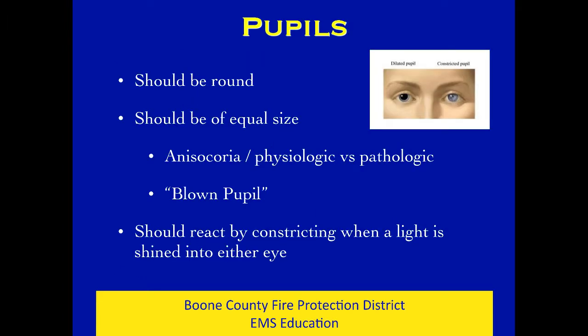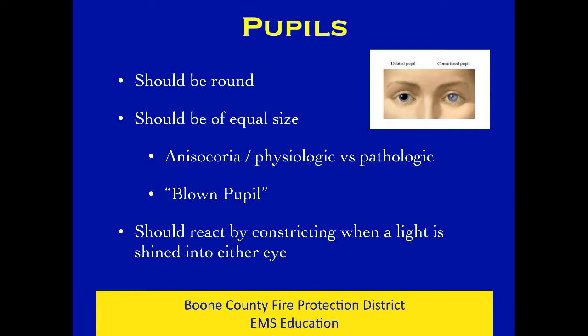Pupils. The pupils should be round, they should be equal, and they should react to light. PERRL. There are a number of people who have a variant that is not abnormal, called anisocoria. Now, prior to redoing these lessons, I had a misconception. I thought anisocoria was simply the physiologically normal variant where people have a little bit of different sizes to their pupils. But what's actually technically correct is that anisocoria means unequal pupils.